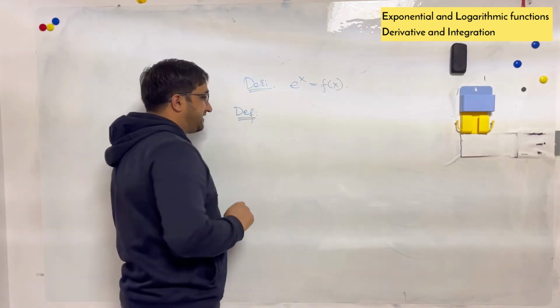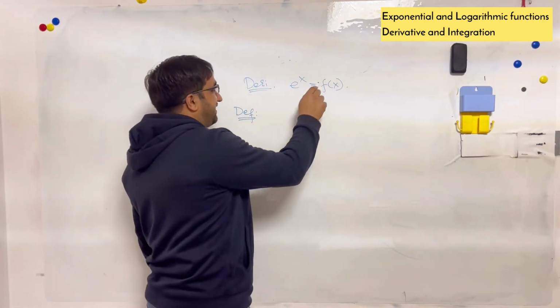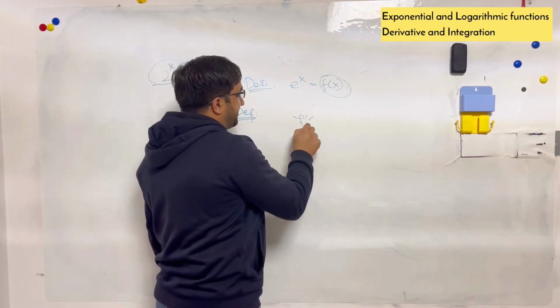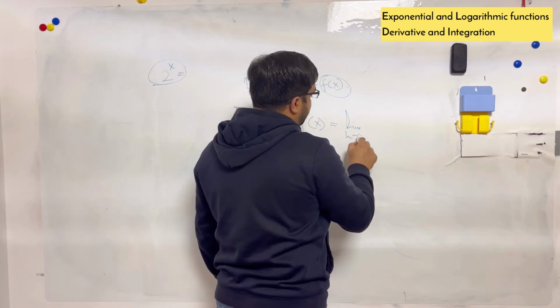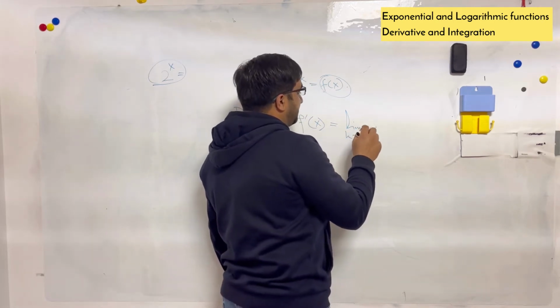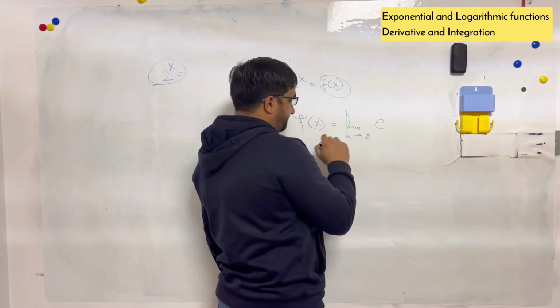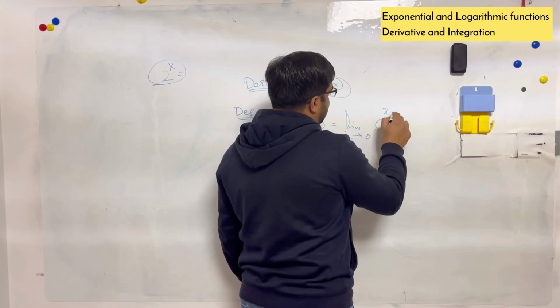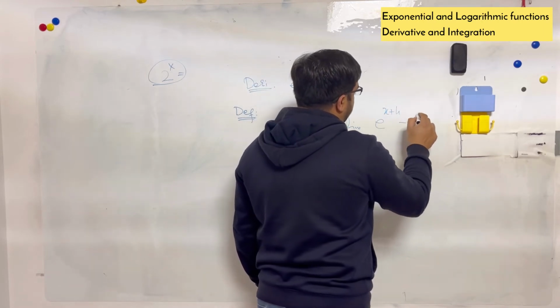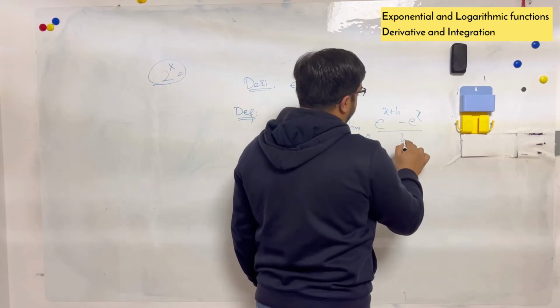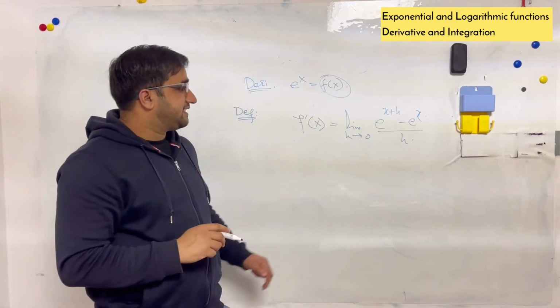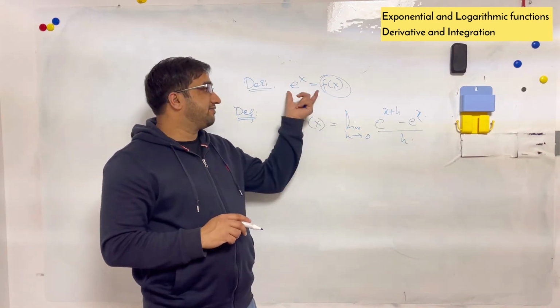By definition of the derivative of the function f of x is equal to the limit as h approaches 0 of e raised to the power x plus h minus e raised to the power x, over h. So this is the general formula for the derivative of this function.